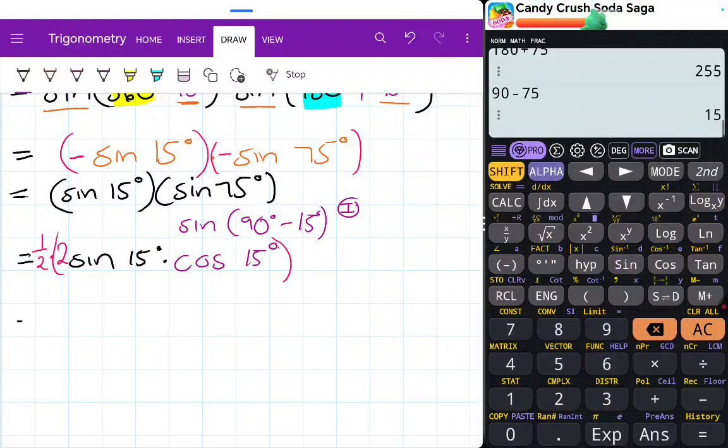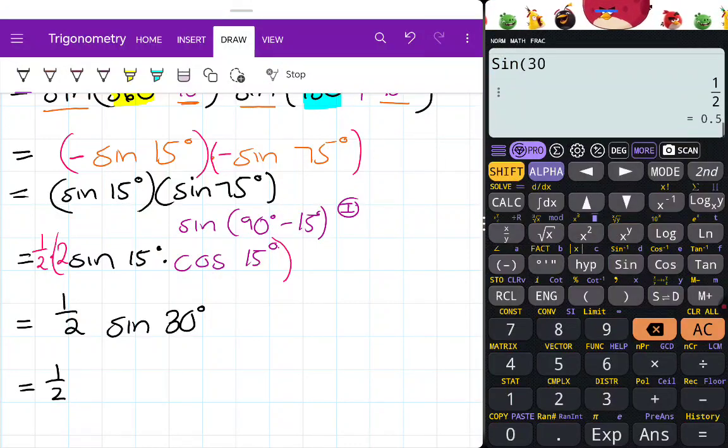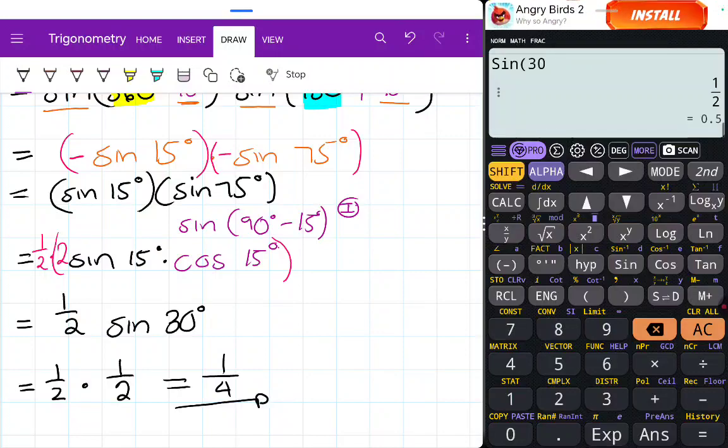So we have now a half multiplied by sine of 30 degrees, which is great because sine of 30 is a special angle. So now we have a half of, and again, if you could just recognize it's a special angle. Once you know that, you can use your calculator. Sine of 30 degrees gives us a half. So half multiplied by a half gives us an answer of 1/4. There you go. Example B.